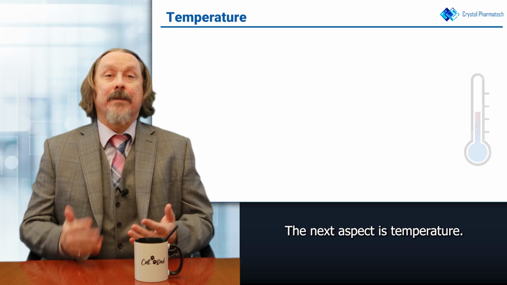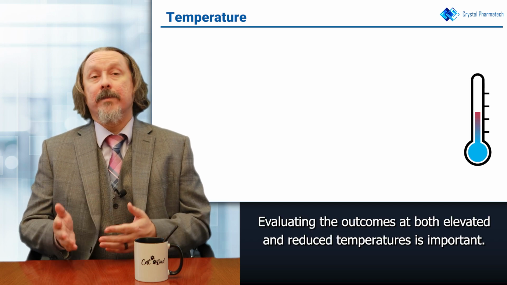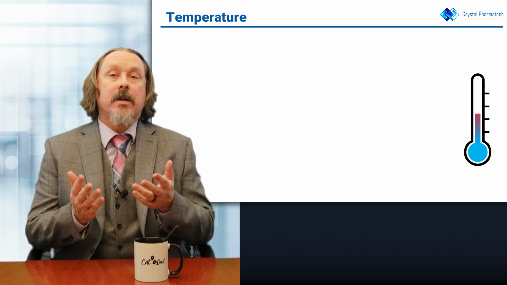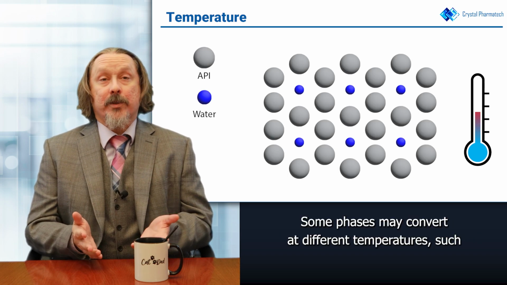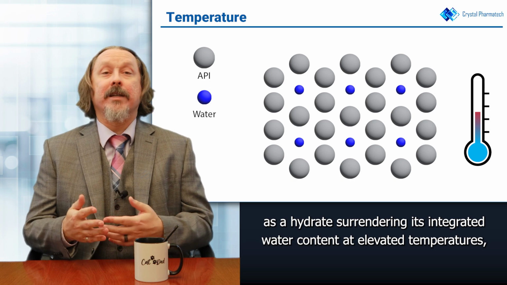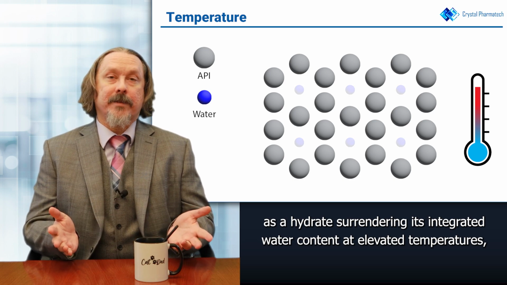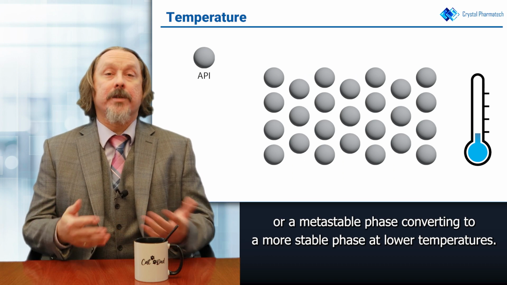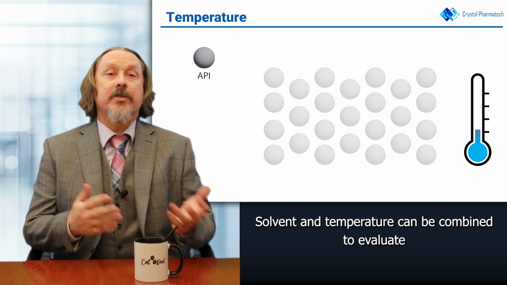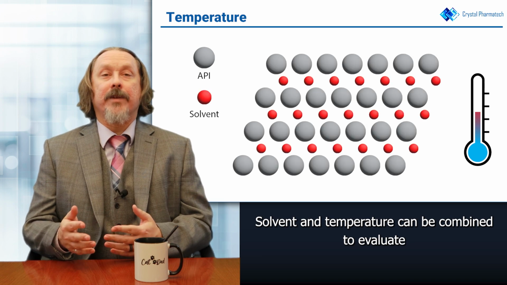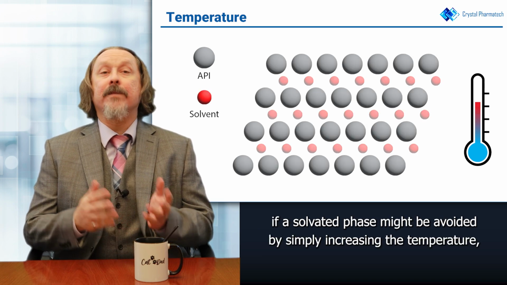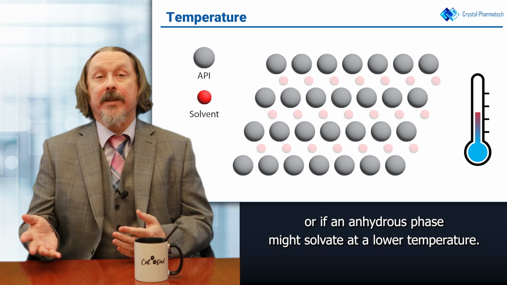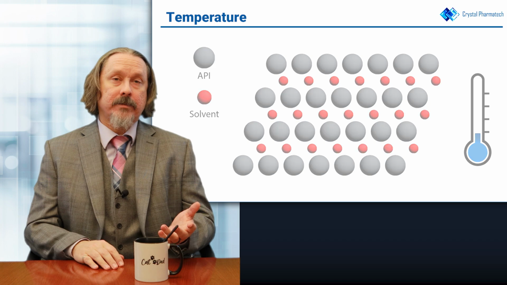The next aspect is temperature. Evaluating the outcomes at both elevated and reduced temperatures is important. Some phases may convert at different temperatures, such as a hydrate surrendering its integrated water content at elevated temperatures, or a metastable phase converting to a more stable phase at lower temperatures. Solvent and temperature can be combined to evaluate if a solvated phase might be avoided by simply increasing the temperature, or if an anhydrous phase might solvate at a lower temperature.